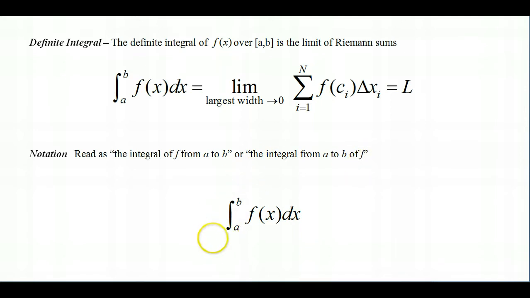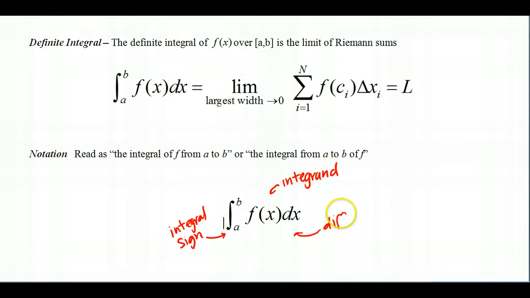And everything stays the same as far as title goes. This is still the integral sign. And f of x is still the integrand. dx is still the differential. But now a to b, or a and b, are called my limits of integration. And they're going to correspond to the endpoints of the interval. So a being the smaller number and b being the larger number.